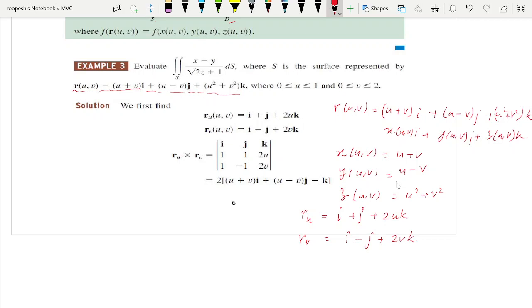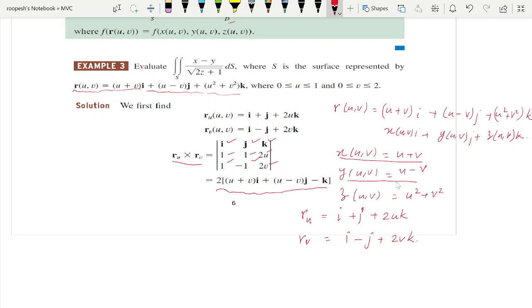Now we want to take the cross product. See here, r_u cross r_v. So the determinant of i, j, k, then find the coefficients 1, 1, 2u, then 1, minus 1, 2v, and find its determinant. So you got it like this. So this is r_u cross r_v. Now we want to substitute in this formula. Substituting in the formula, take care that here x and y are there, so instead of x and y, you should substitute this. Right?